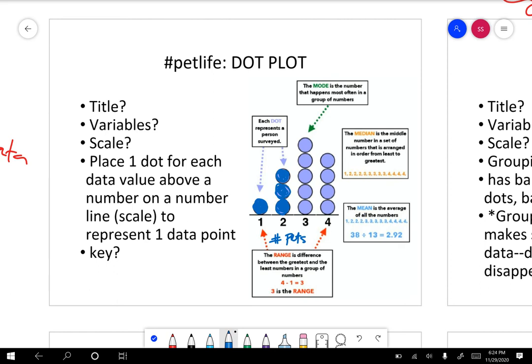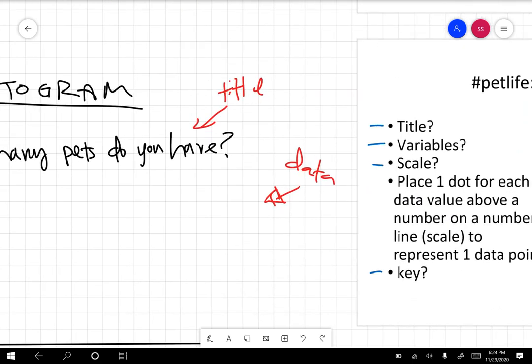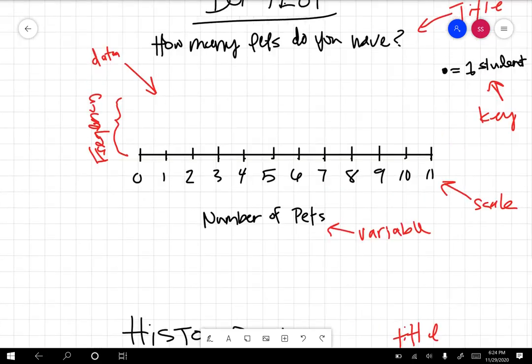So you're going to place one dot for each data value above that number on a number line. And they each represent one data point. Okay. The other things that you're going to need with dot plots are a title, what your variable is, the scale or number line, and a key. Now I'm going to go over what each of those would mean, but we're going to do this with our data.